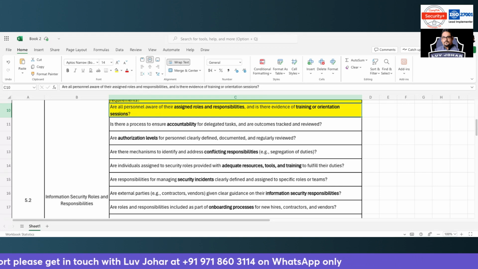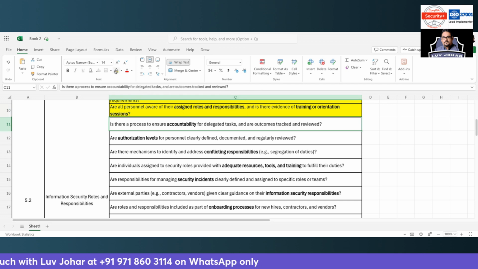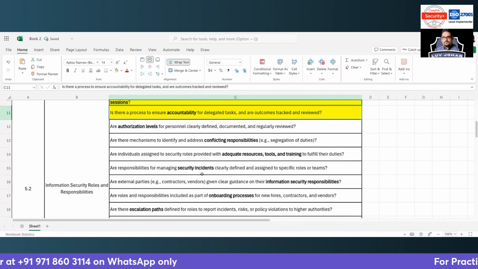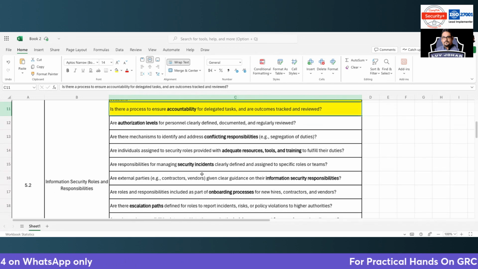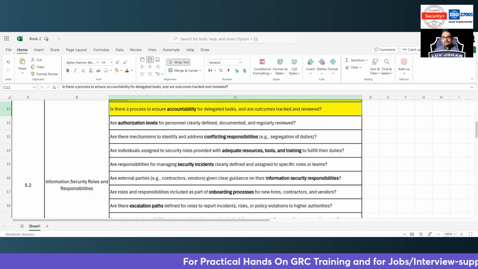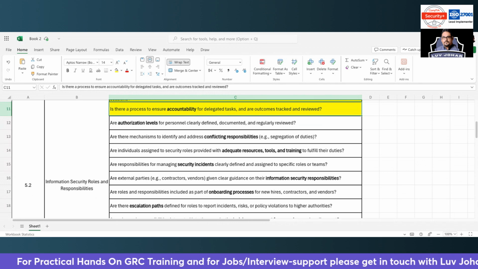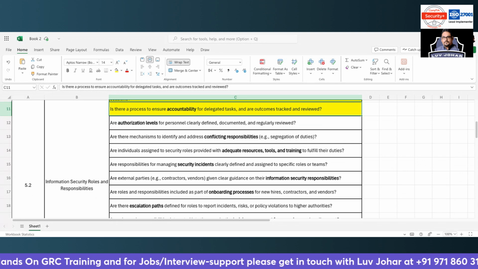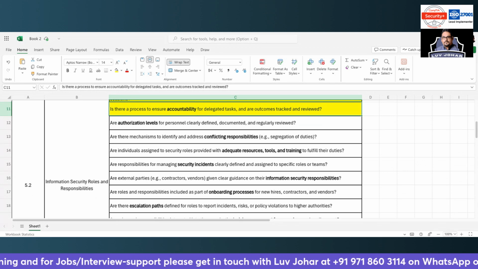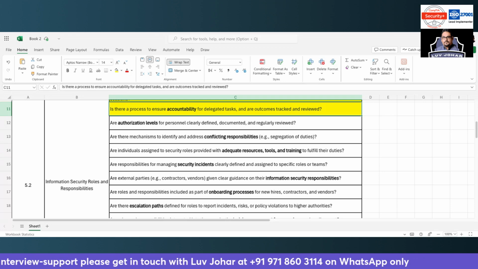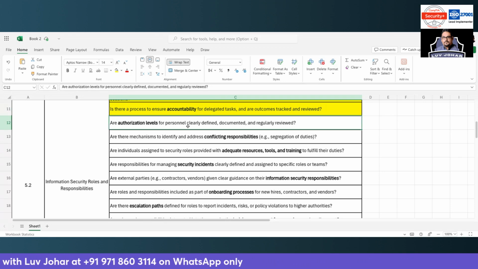Then after that, you need to check: is there a process to ensure accountability for delegated tasks, and are outcomes tracked and reviewed? You need to make sure that some role is accountable for any task, and the outcomes are also tracked and reviewed by the senior management. It has to be done, and you need to have evidence of this also.